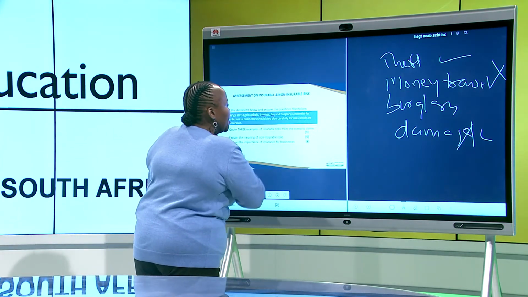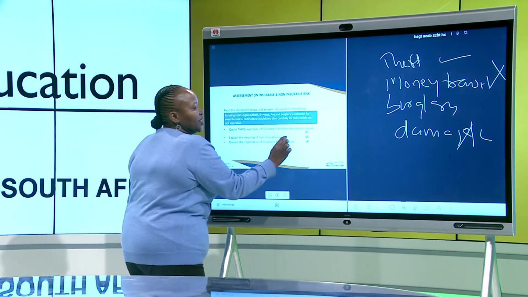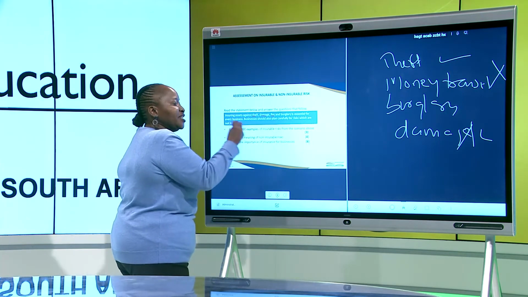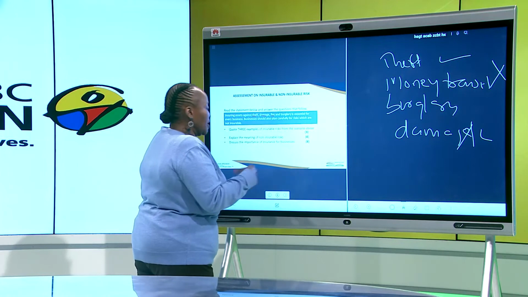Explain the meaning of non-insurable risk, which we have done. Here, the examiner does not want an example. The examiner only requires the explanation of non-insurable risk.